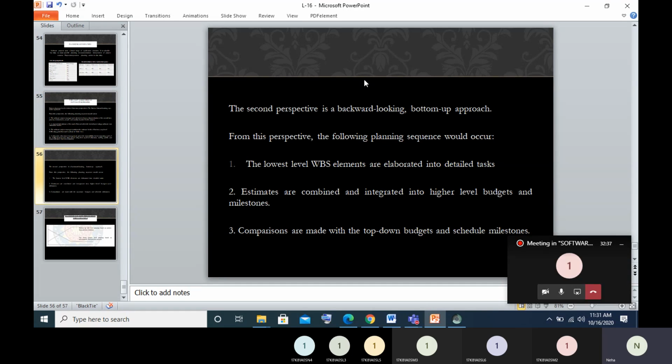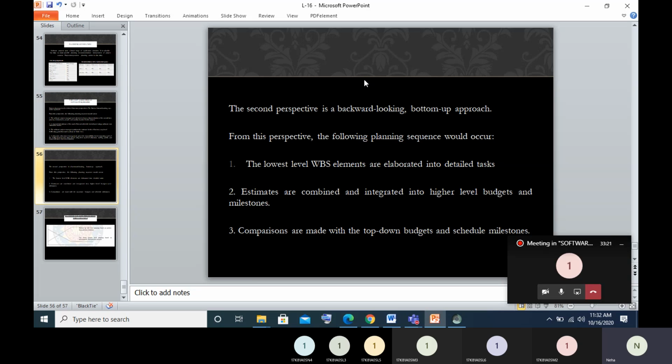So what is this backward looking approach? From this approach there are some planning sequences that will occur. Again we have to see these points. In this one you start with the end in mind, analyze your budgets and schedules, then sum up those elements into higher level budgets. It is like the trees you have studied: we are going from leaf to root node. So what are these planning sequences?